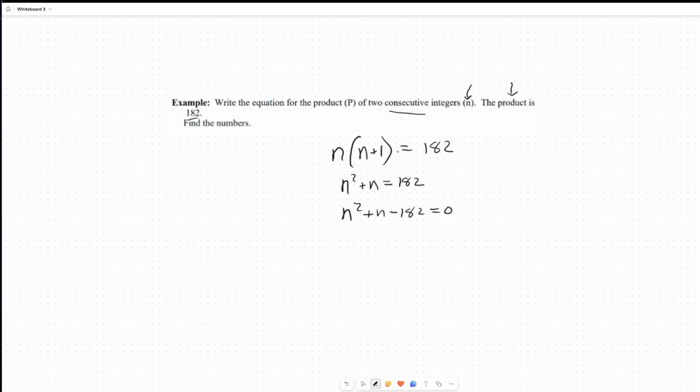Negative b. We have a 1 for b. We have a 1 for a. So that's negative b plus or minus the square root of b squared, which is just 1, minus 4 times a, which is just 1, times c, which is negative 182. Negative times a negative is a positive, so I'm just going to ignore that. And then divide it by 2a, which is just 2.